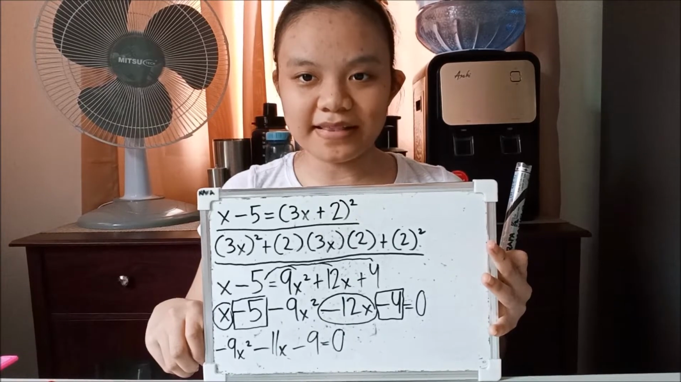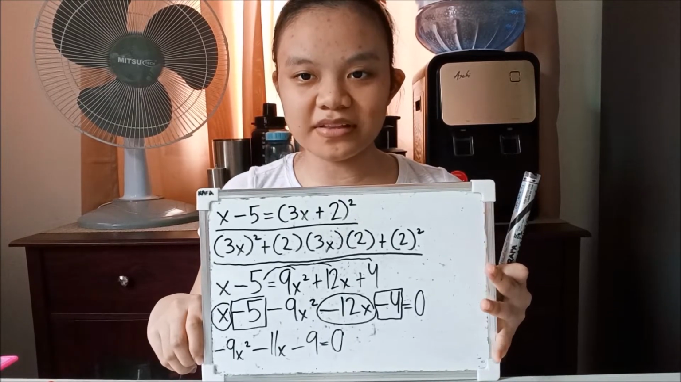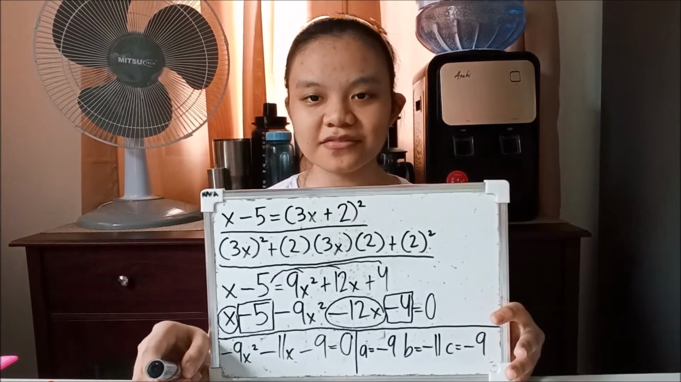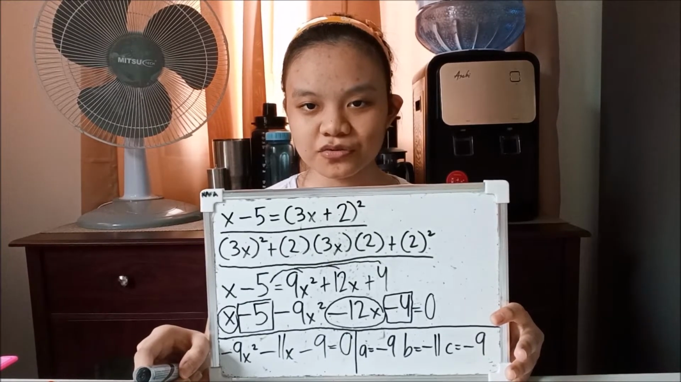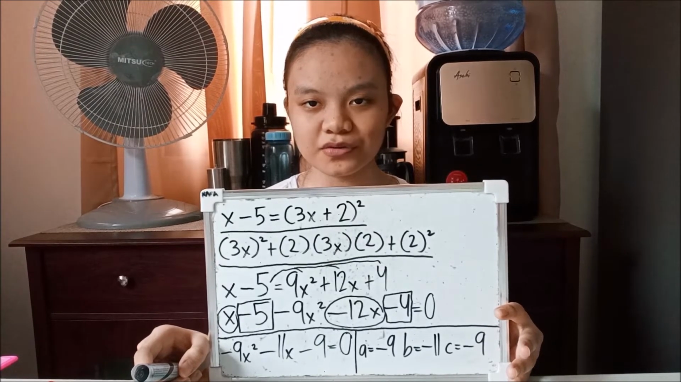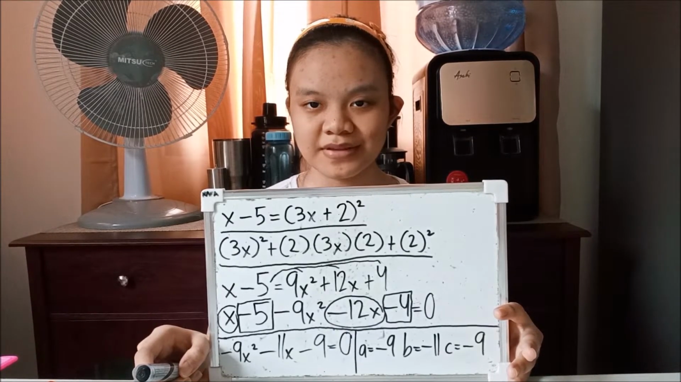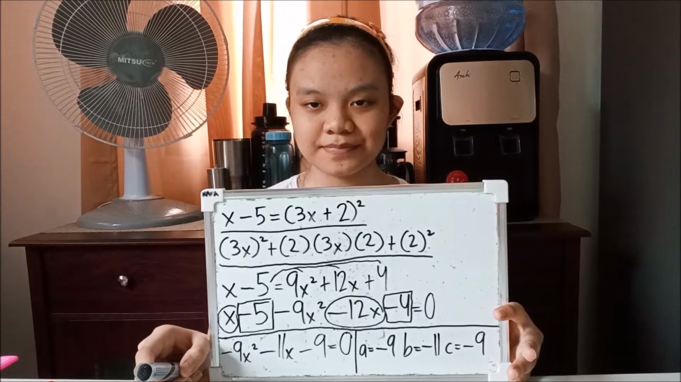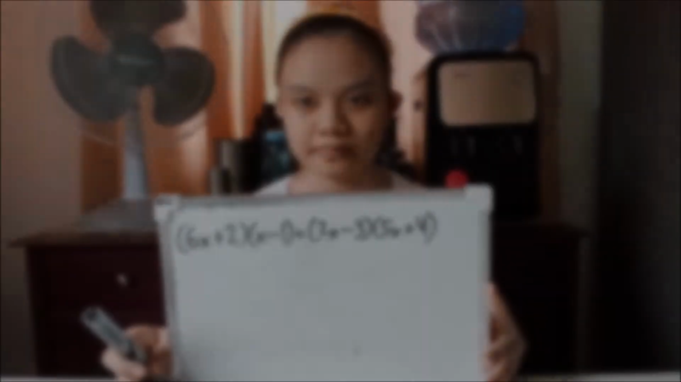But we're not done yet. We still have to determine the a, b, and c. So a is equal to negative 9, b is equal to negative 11, and c is equal to negative 9. There is no need to put the variable x or the x squared. And that, my friends, is the final answer to this problem.